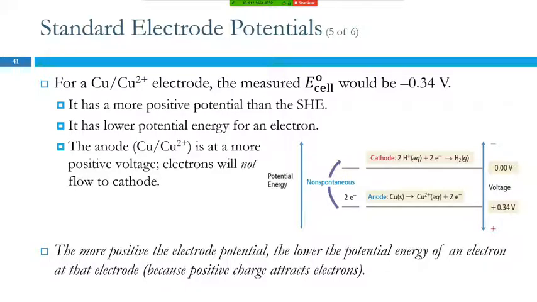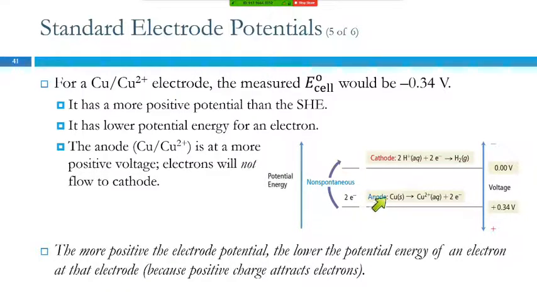If we use a copper electrode in a copper solution and use the same setup, then we're going to measure the cell potential to be minus 0.34 volts instead of plus 0.76 volts. So this tells us that this copper half cell has a more positive potential than the standard hydrogen electrode. So it has lower potential energy for an electron, and because the anode is at a more positive voltage, the electrons will not flow to the cathode.